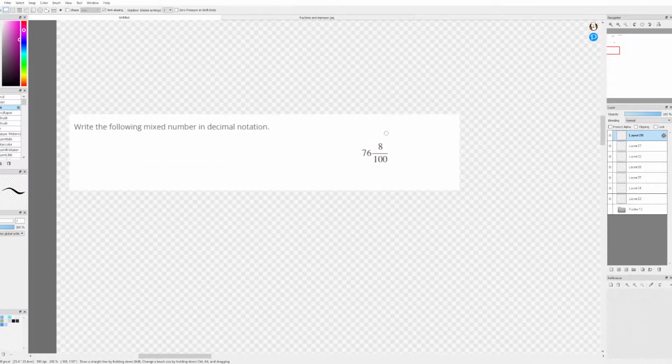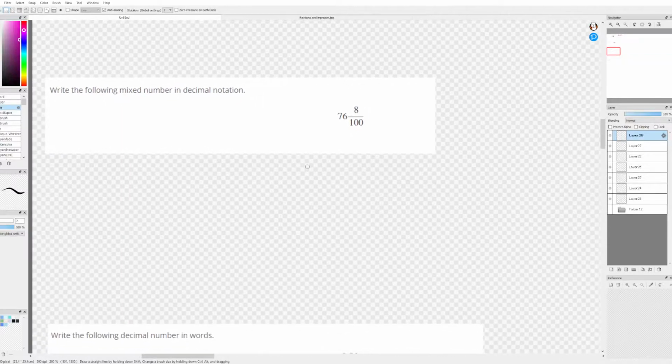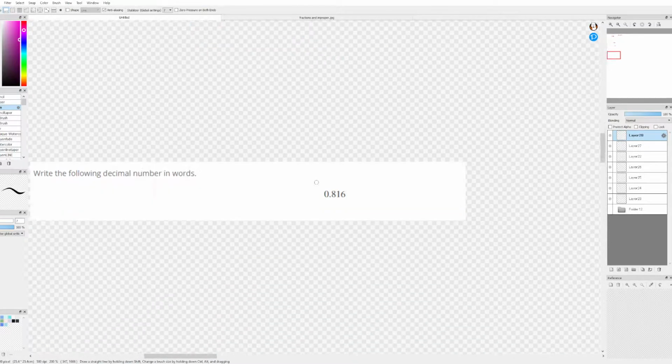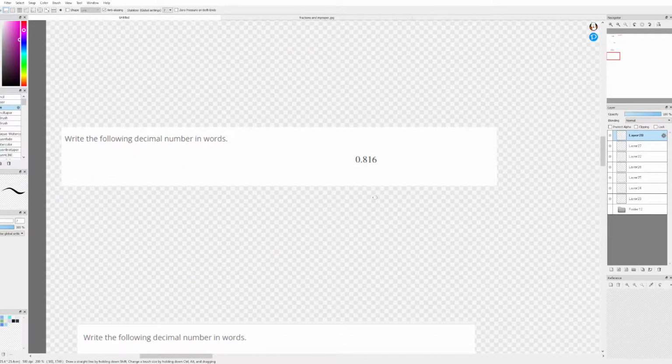The next one is write the following in decimal notation. It's going to give us 76.08. Since there's only 2 zeros, we move it over twice. So 76.08.